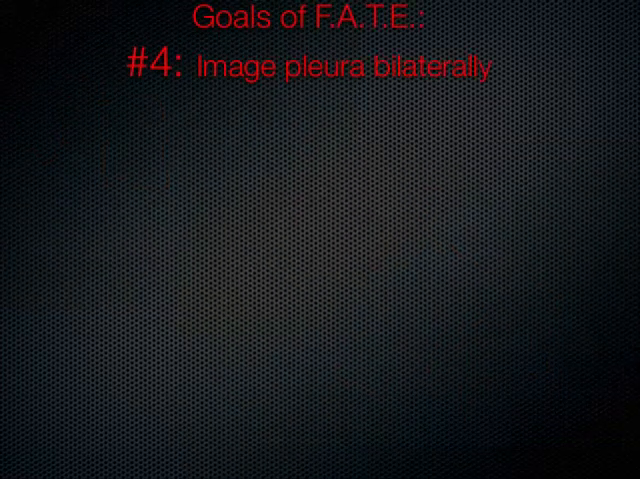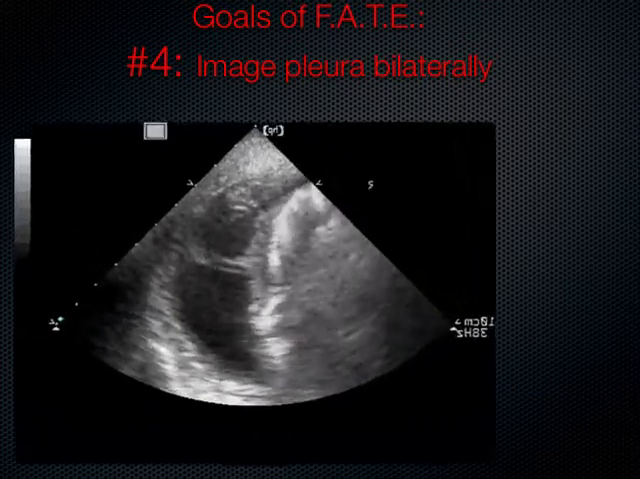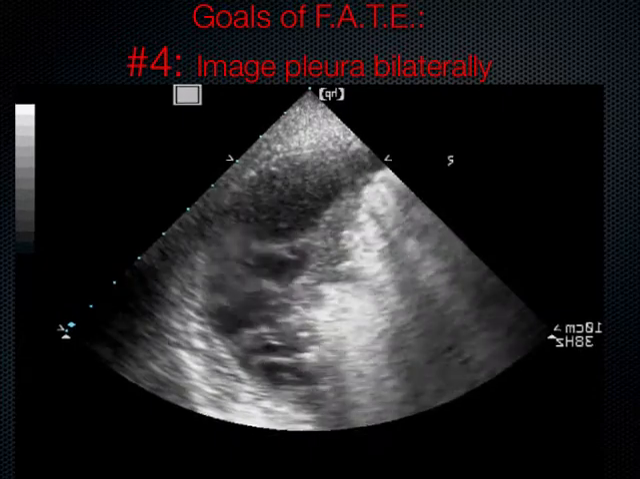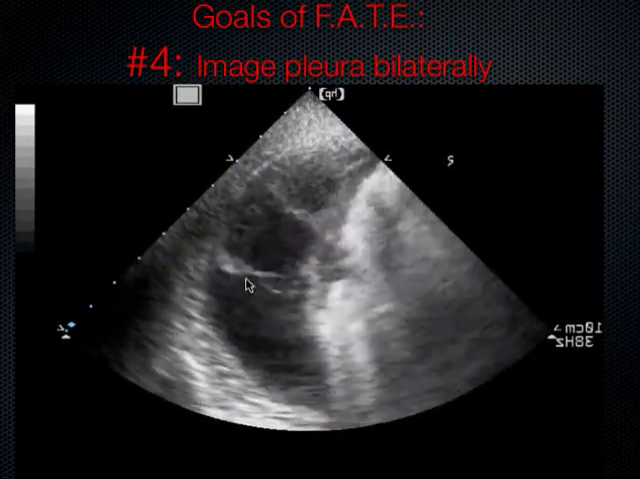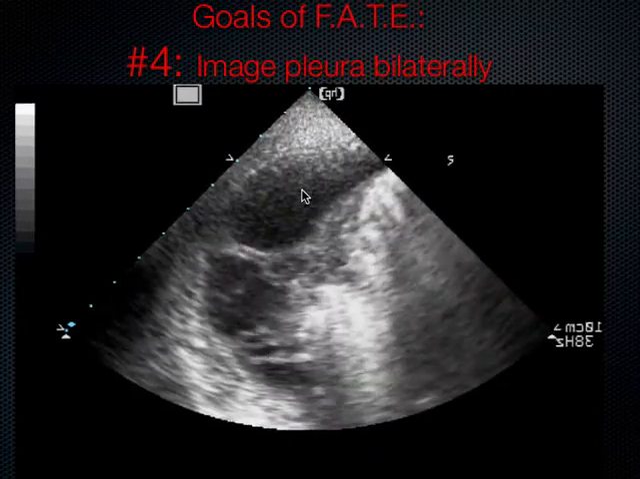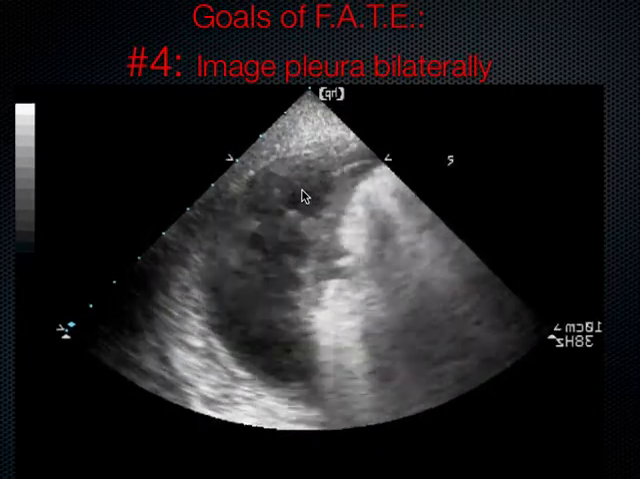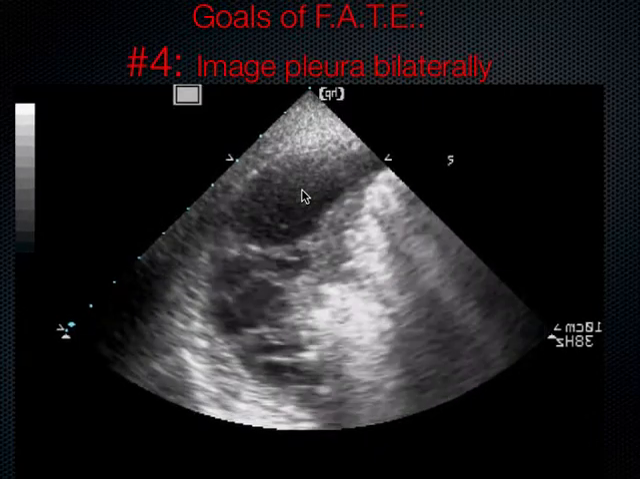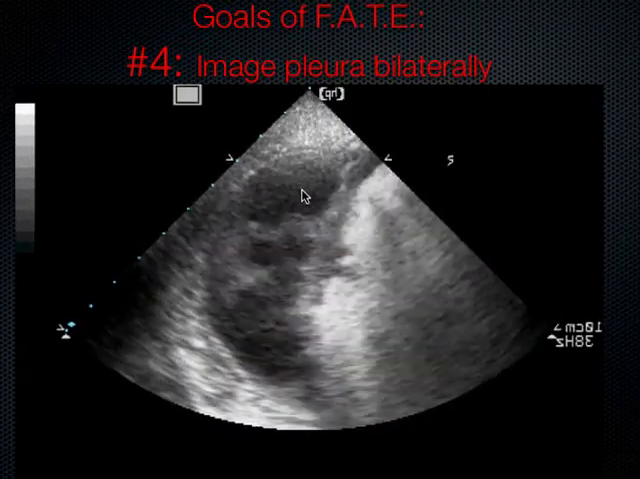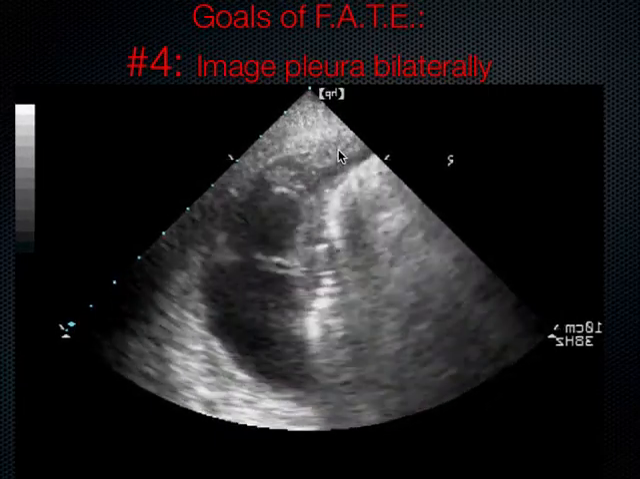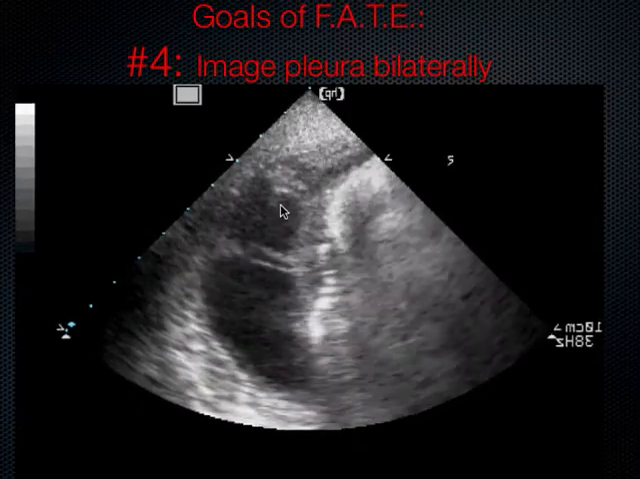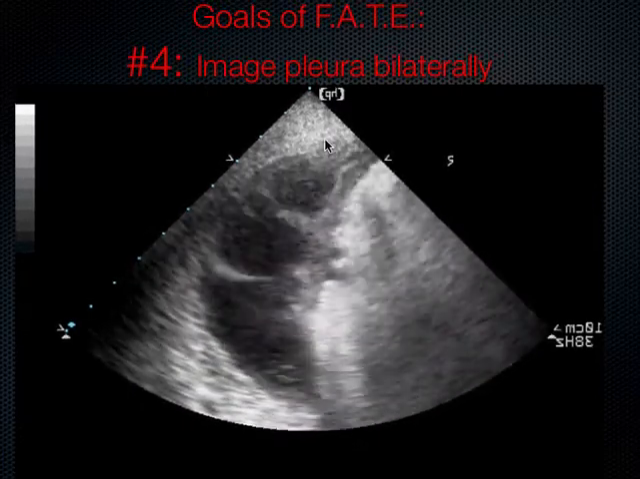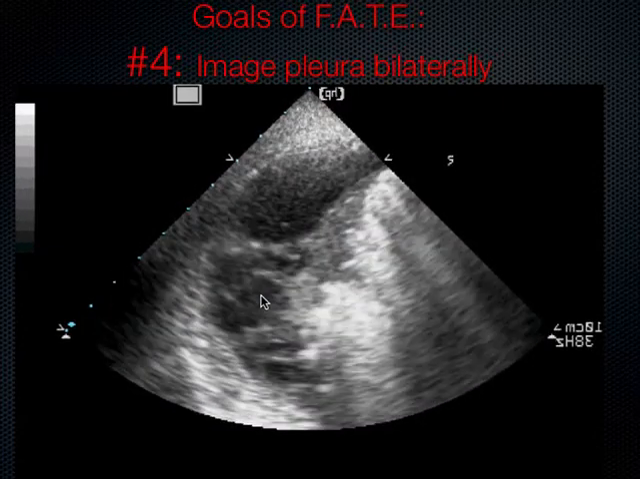Now moving on to number 4, we want to take a look at the pleura bilaterally, and in this case here we can see that there's a very large pericardial effusion going on. I'm sorry, pleural effusion going on. We have the probe looking just along the diaphragm laterally, or coronal view of the chest, and we can see as the patient's breathing in and out, this is a very large pleural effusion. We can even see loculations of pleural fluid there.